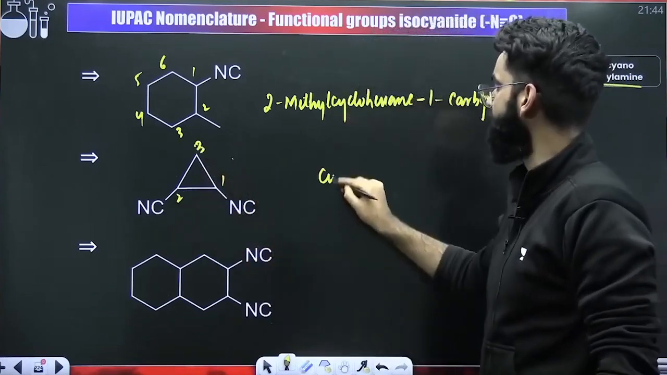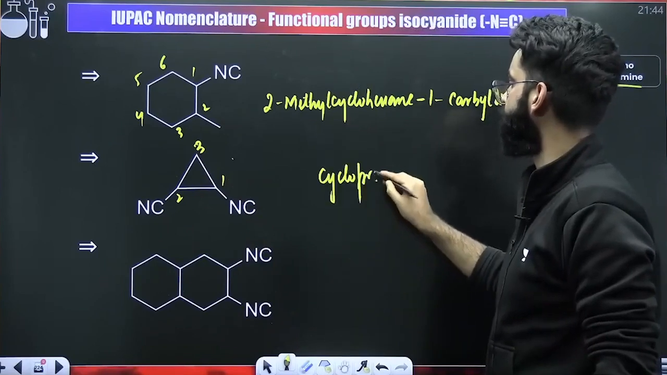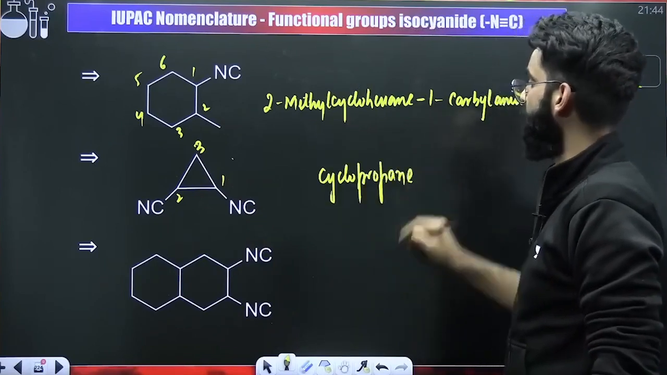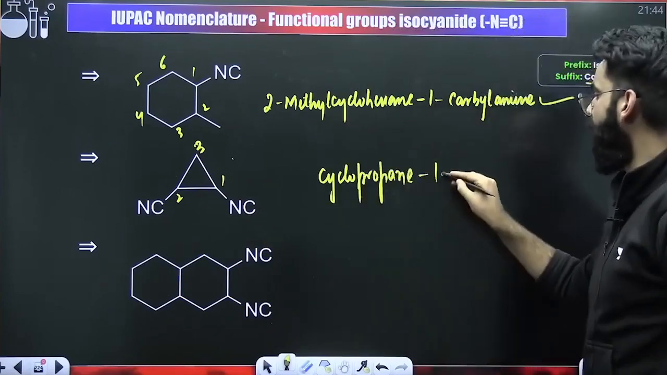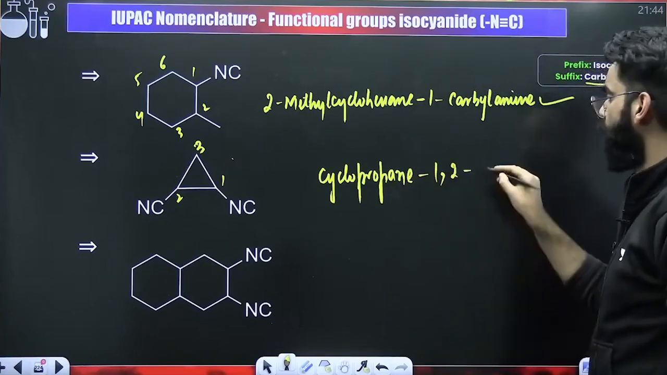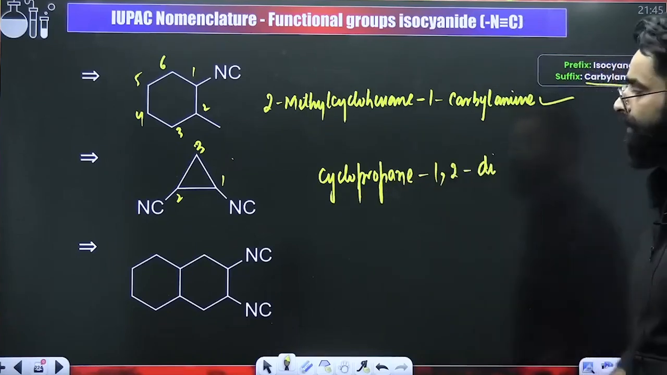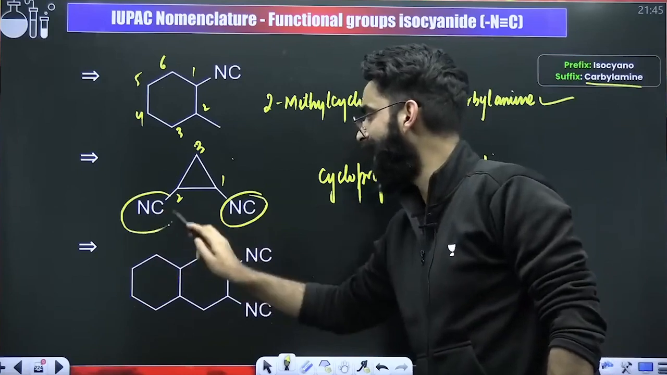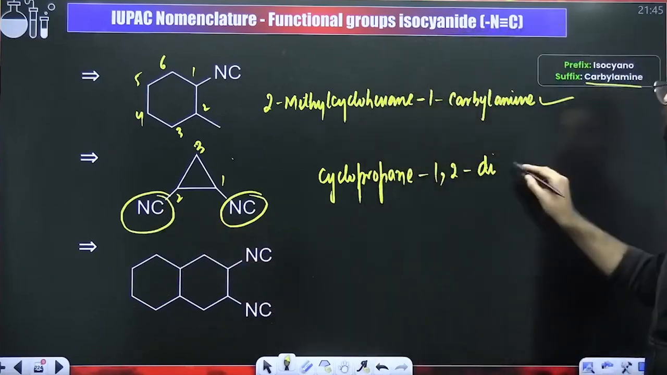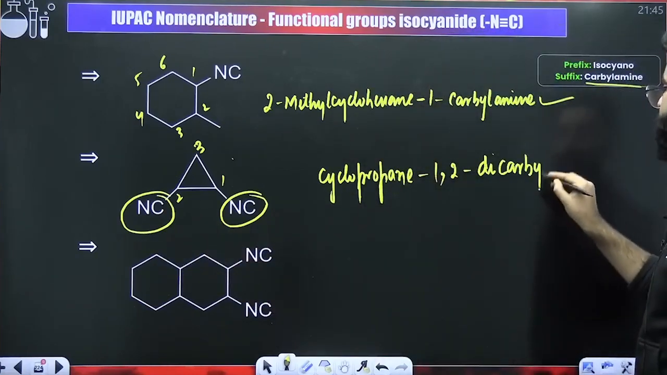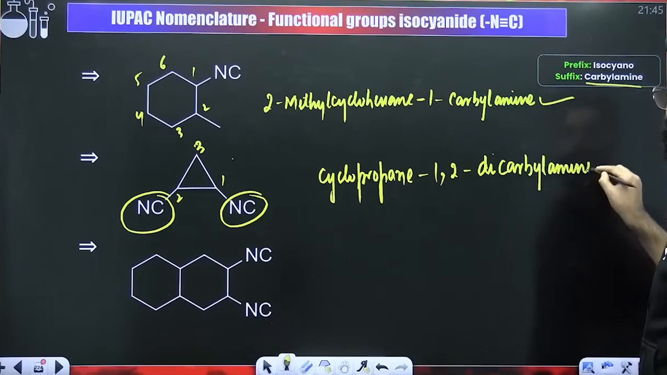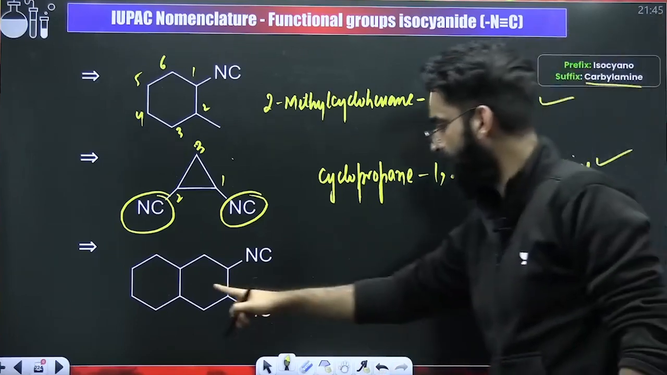So what is it going to be? It is first of all going to be cyclopropane. And at 1 and 2, there are two functional groups, so I'm writing di. As a suffix, what do we use? We use carbylamine.